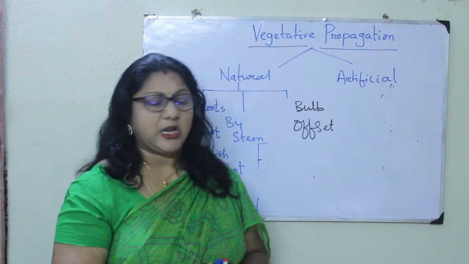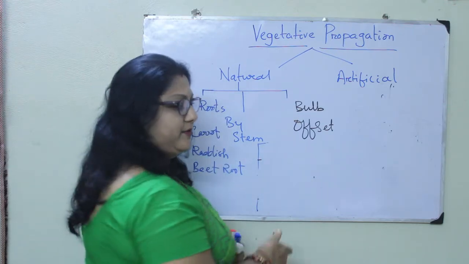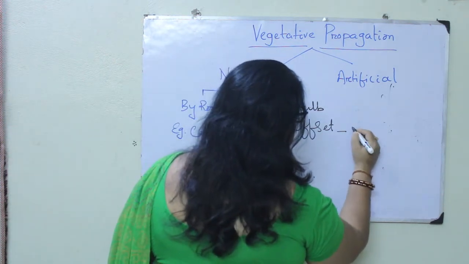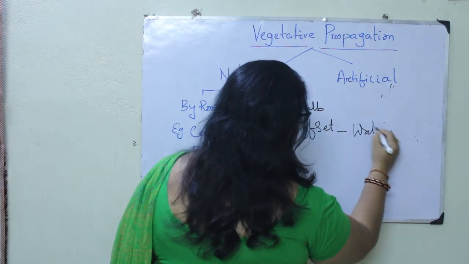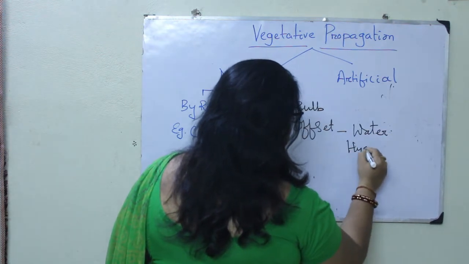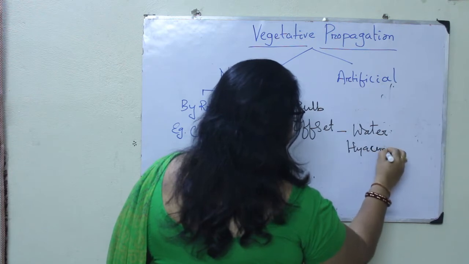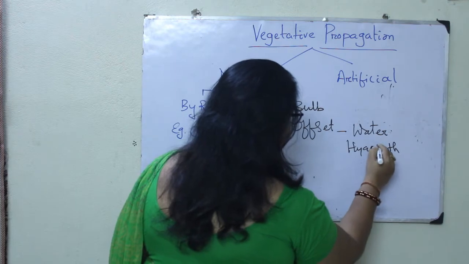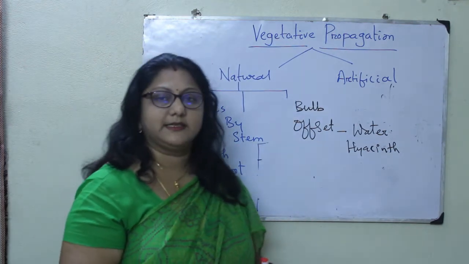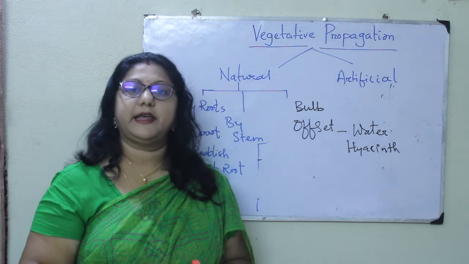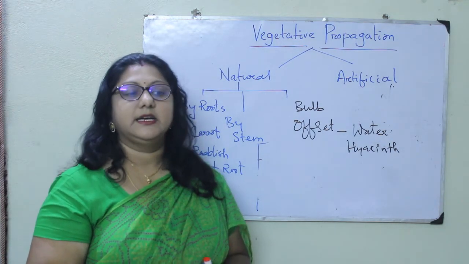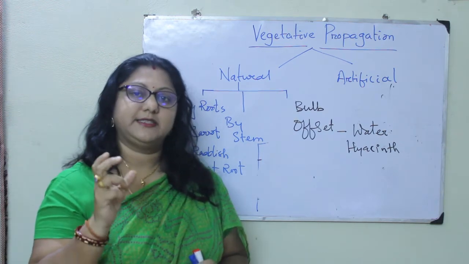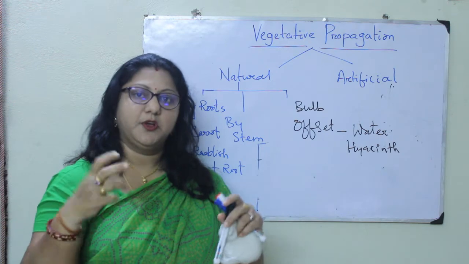Now what is this? Offset. Now offset is found, the best example for offset is the water hyacinth. Okay, water hyacinth. So water hyacinth, the scientific name is Eichhornia, and in the Eichhornia type, the offset is found, it is a fleshy stem joining the two plant parts.